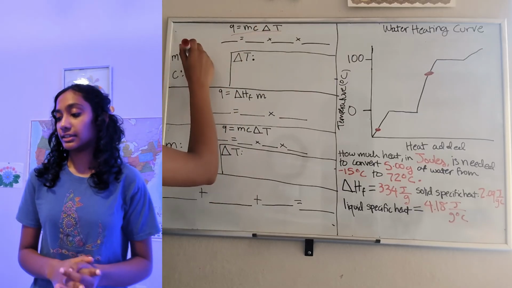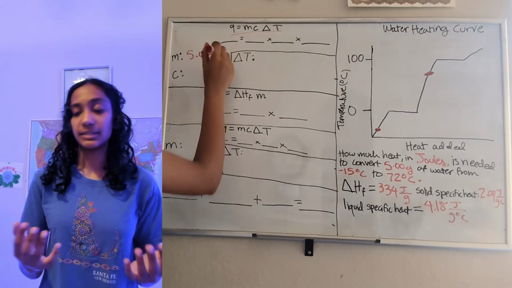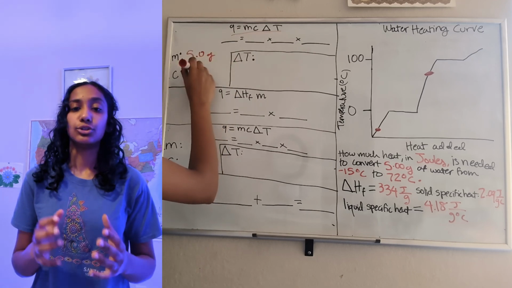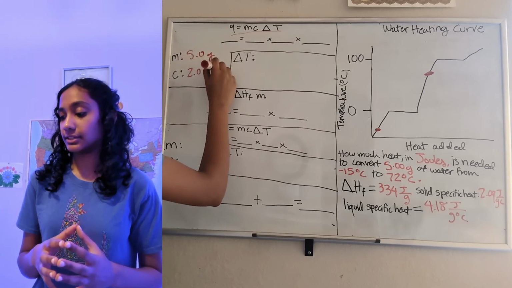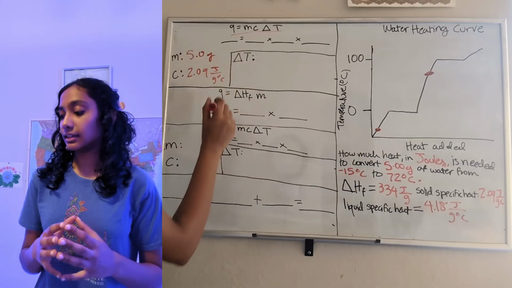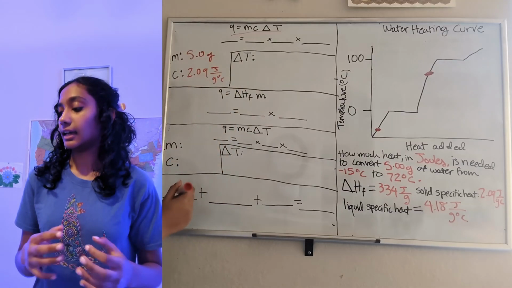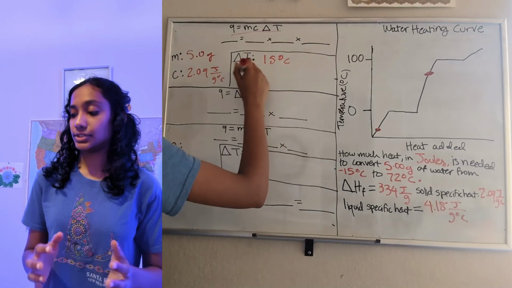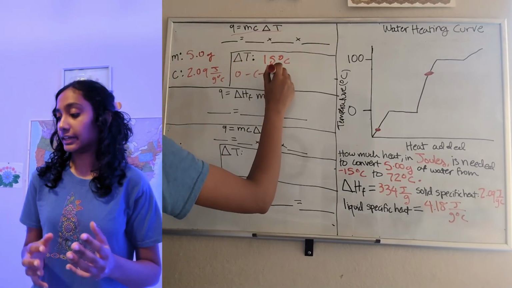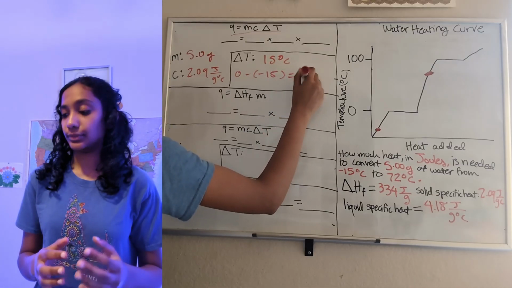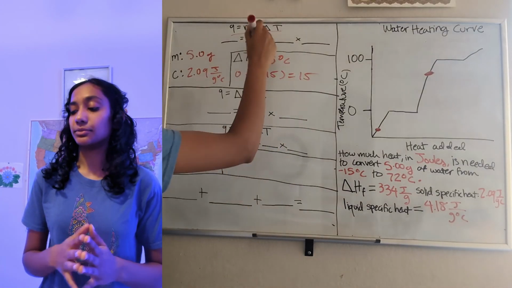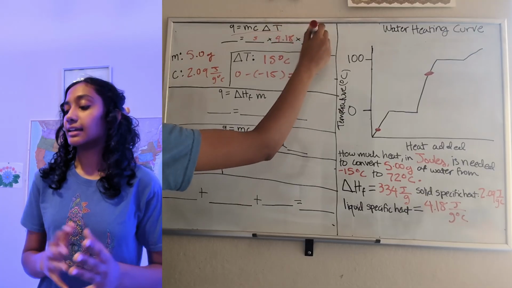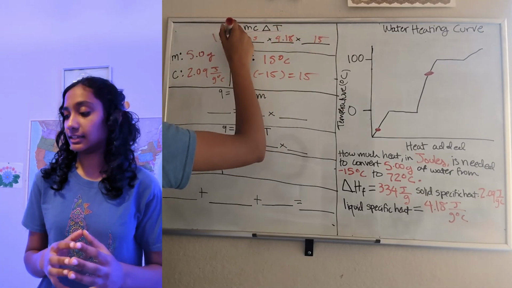The mass of the water is given as 5.0 grams, and its specific heat capacity is given as 2.09 joules per gram degree Celsius, because we're heating up solid ice. And our temperature change is 15 degrees Celsius, because the final temperature, 0, minus the initial temperature, negative 15, gives us positive 15. 5 times 2.09 times 15 gives us 157 joules of heat.